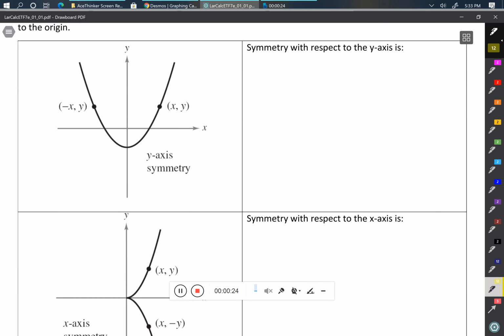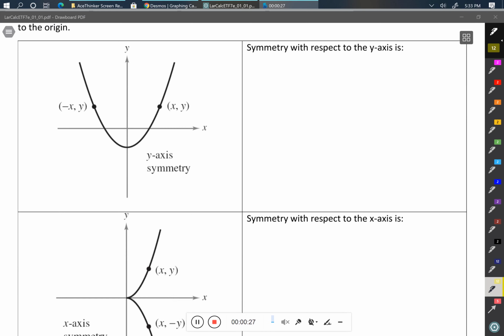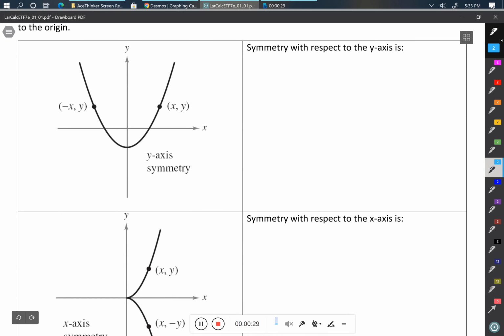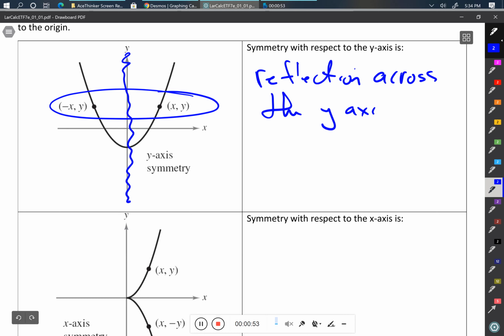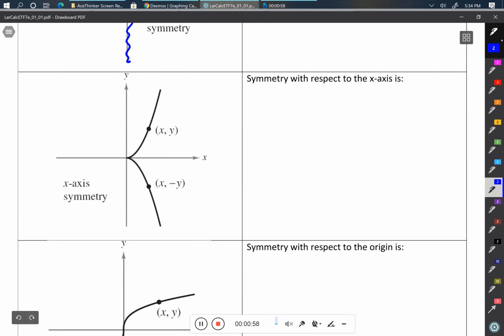This first example here would represent y-axis symmetry. Y-axis symmetry is where if you were to draw a line down the y-axis, the left and right hand sides are perfect reflections of each other, that every point (x, y) is reflected over to (negative x, y). Okay? So it is a reflection across the y-axis. Right? Now similarly, x-axis symmetry, you're doing the same thing, but with respect to the x-axis.